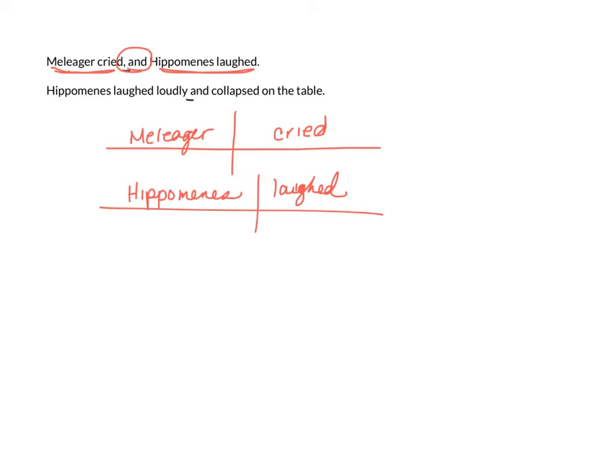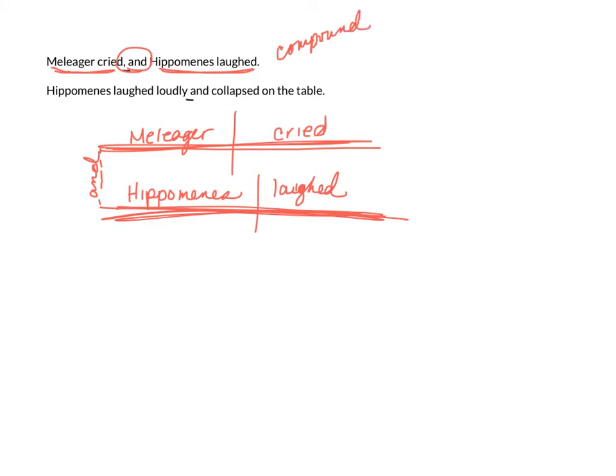Because these are two separate main ideas, these are two separate and equal main ideas, I then join these two main ideas with a dotted line and put my and. That is the diagram for what's called a compound sentence, meaning you have two complete sentences. Now, the second one is a little bit different. I have Hippomenes right here. What is Hippomenes doing? Well, he's first laughing. He's then collapsing.